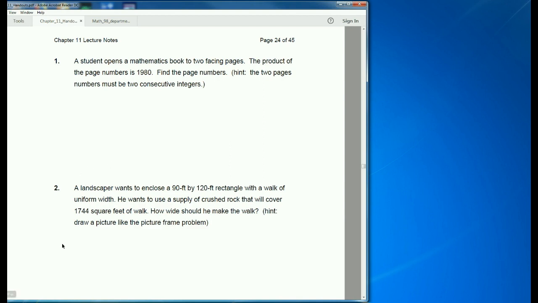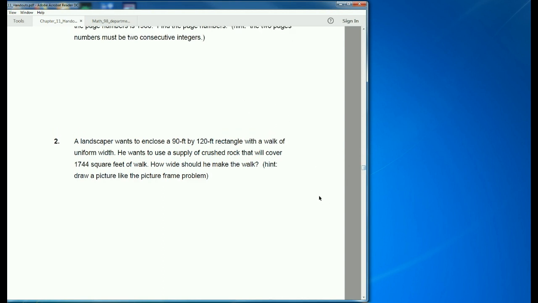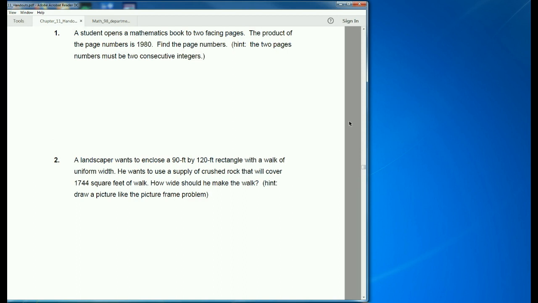All right, and then the second one is kind of like the picture frame problem. So anyway, I'm going to leave you now. Go ahead and work on those. I want to get this video posted, so I'm going to just stop here. I'll either make a separate video with the solutions to this later, or I'll just post a file. All right, I'll see you guys Wednesday.